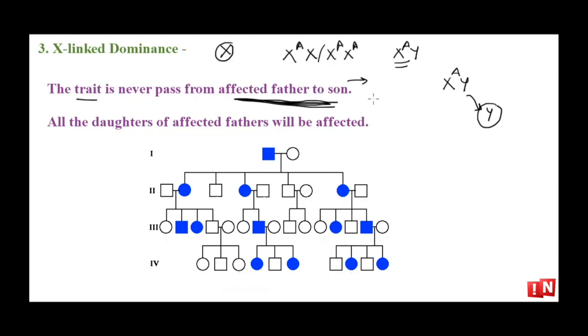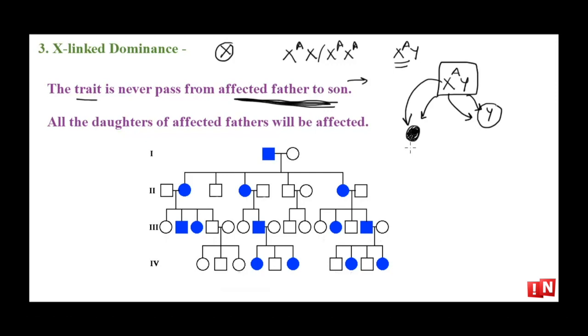All the sons will be normal. If at all the son has to get that particular X-linked character, it has to come from the mother, because the father is only going to give the Y chromosome. On the other hand, if the affected father has daughters, all the daughters will surely be affected. And why is that? Because the father gives his X chromosome to the daughter, and since the father has only one X chromosome, which is carrying the dominant allele, no matter how many daughters the father has, they are all going to get the particular trait, right?